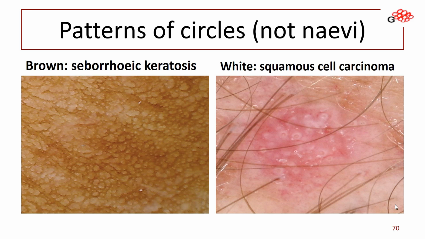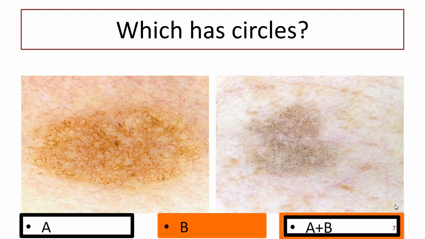Right, so there's the circle, and there's the clod. It's green in this case. We only see green when it's a bruise that's gone through the green phase, not a common colour. So what about these two? Which of these two has circles? Should be easy. Yep. Who's next? Anna?